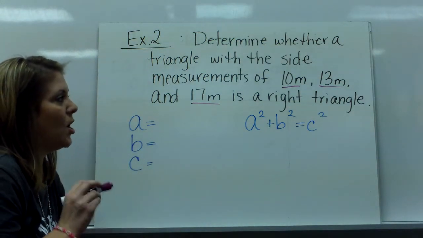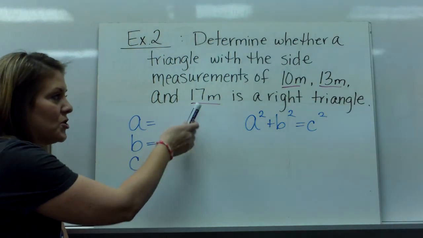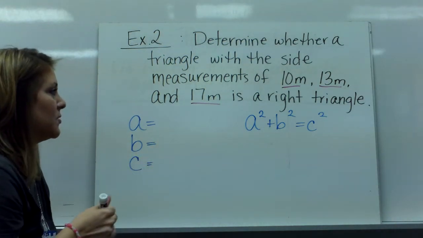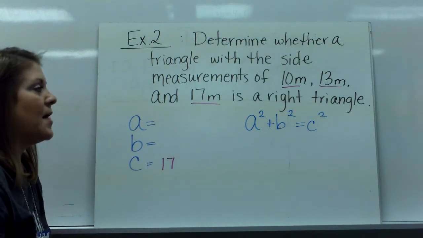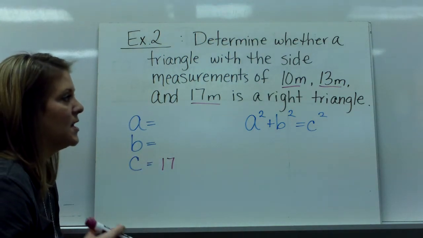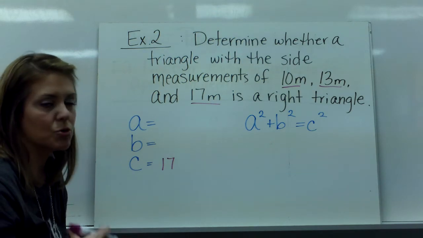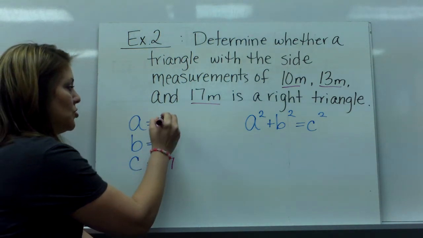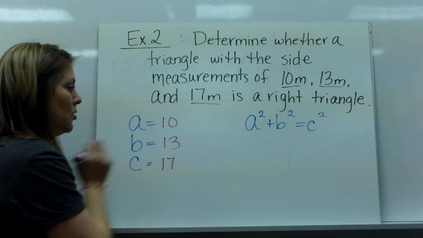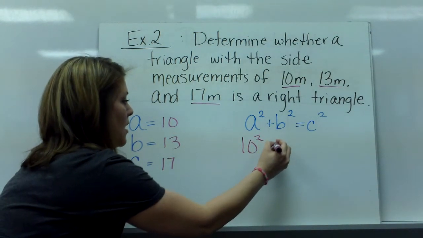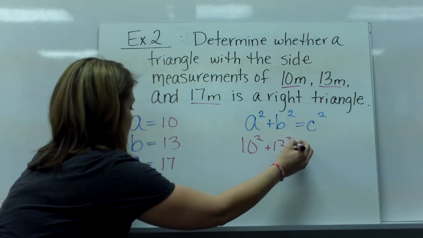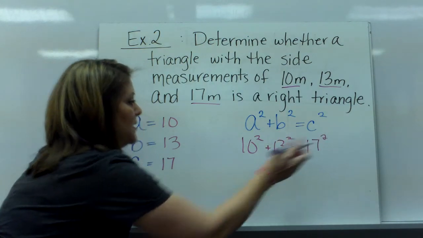Because like I said, I always go for the longest one first. The longest one is always going to be that hypotenuse. Okay? And then we're left with 10 and 13. It doesn't matter which one you make A, which one you make B, as long as those two are your legs. So I'm going to plug this into our formula: 10 squared plus 13 squared equals 17 squared.